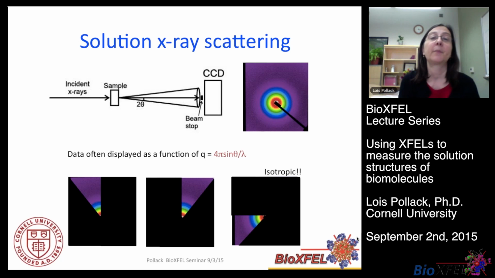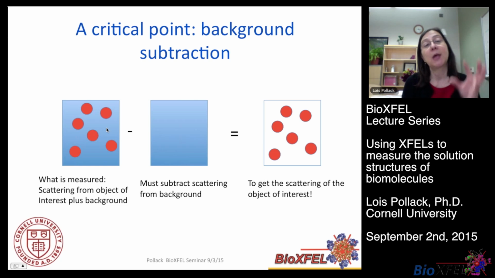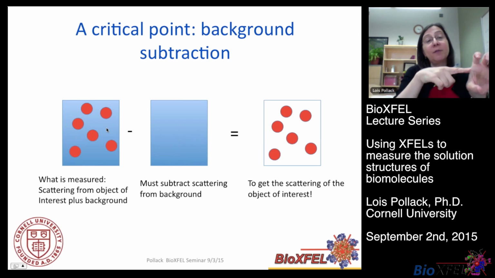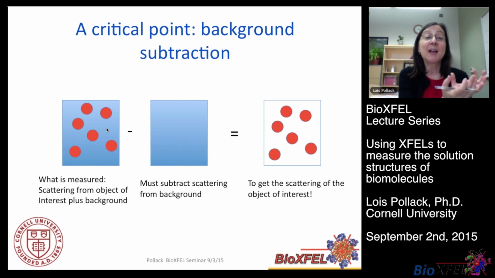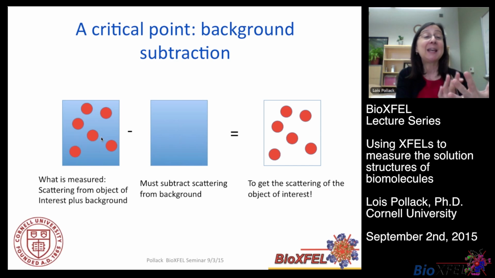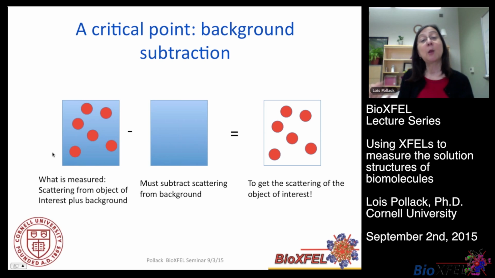So here's a critical point that's often left out, which is background subtraction. So what we measure, remember I told you that we put this box that contains the sample into the beam, and the X-rays come in and scatter off of that box. But what's scattering is not just the molecules of interest. Those are shown by these red circles in here. But there's also scattering from any liquid that's around the molecules, scattering from any windows along the beam line, any walls of the sample cell that are containing the fluid here. And so we really measure the scattering from the object of interest plus a very large background.